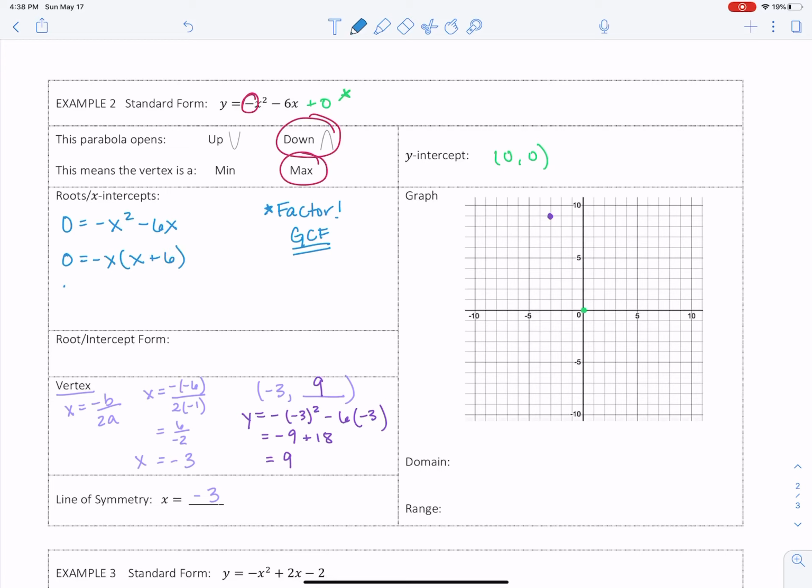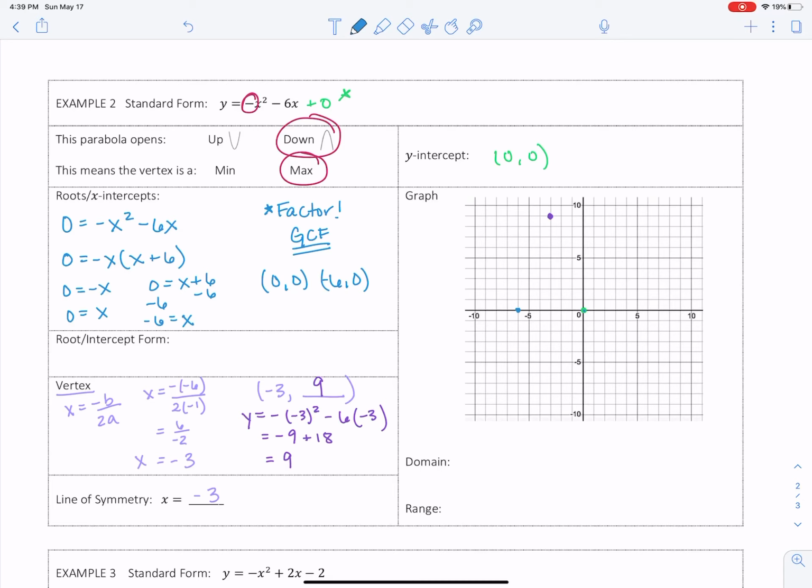And you can still break this up. 0 is equal to negative x, meaning that 0 is equal to x, and 0 is equal to x plus 6, meaning that negative 6 is equal to x. So my two roots here are (0, 0) and (negative 6, 0). Now, one of them also happens to be my y-intercept. That's totally fine. We can share. I lost that negative there at first. That's okay. There's my other one. And that's why we check our work.